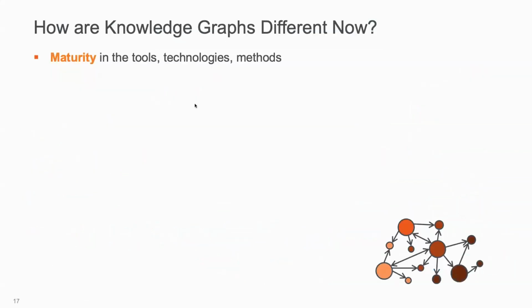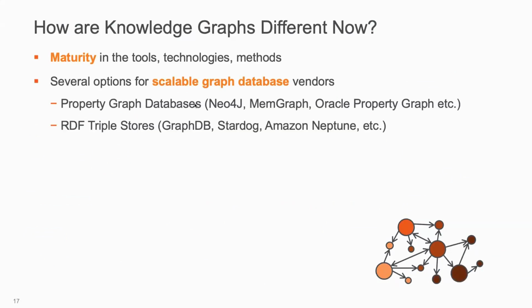So you might be wondering, while there has been a lot of interest since the 1970s in semantic representations, why are knowledge graphs different now? Why is there so much hype associated with them? One of the major reasons is the maturity of the tools, technologies, and methods that are used to make knowledge graphs available on the web and make them available for querying and use in other applications.